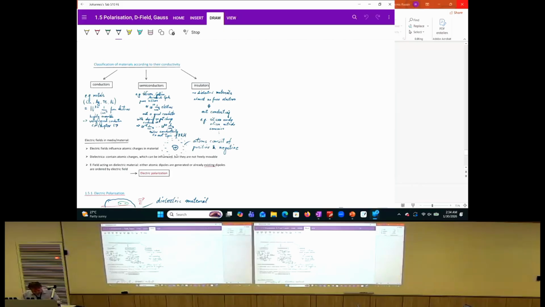We have on the one hand the conductors, to which of course metals belong, which have a very high number of free electric charge per volume. And so these charges are highly movable. You have a good conduction, and you can have charge transport. Then semiconductors are somewhere in between, but also kind of a very special case.